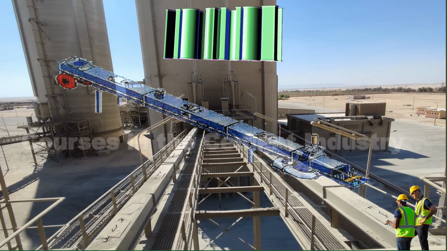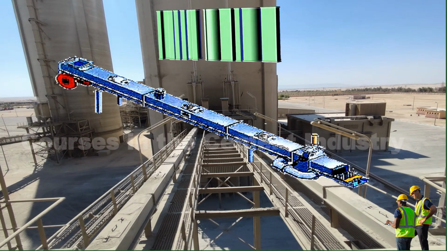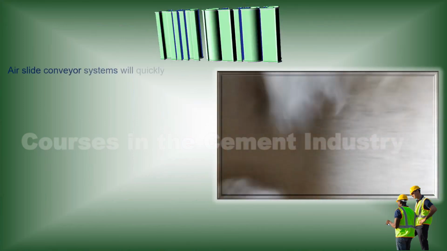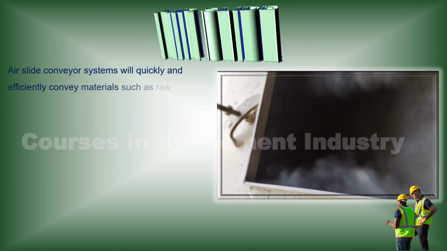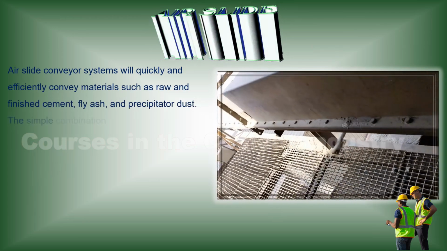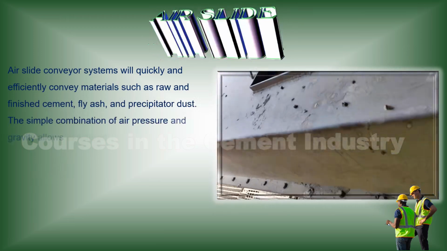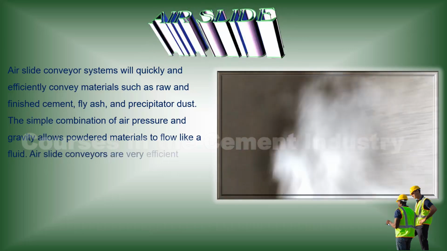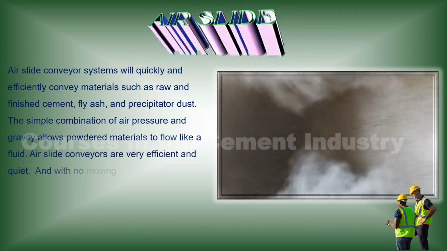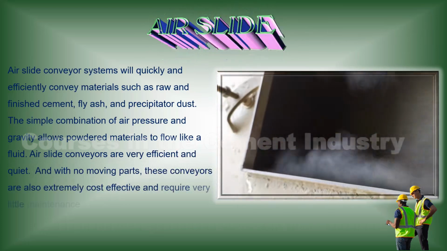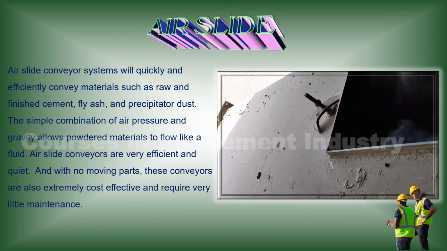1. Air slide. Air slide conveyor systems will quickly and efficiently convey materials such as raw and finished cement, fly ash, and precipitator dust. The simple combination of air pressure and gravity allows powdered materials to flow like a fluid. Air slide conveyors are very efficient and quiet, and with no moving parts, these conveyors are also extremely cost-effective and require very little maintenance.